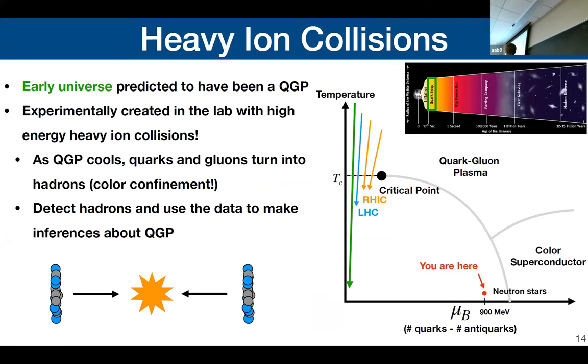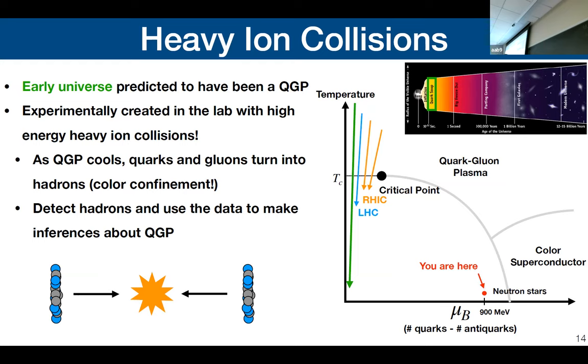The other reason to study the quark-gluon plasma is that the early universe, very shortly after the Big Bang, is predicted to have been a quark-gluon plasma when it was very, very hot. So basically, in the evolution of the universe, it started at a very high temperature, and it quickly cooled down and became this pool of hadrons and eventually atoms and things that we see today.